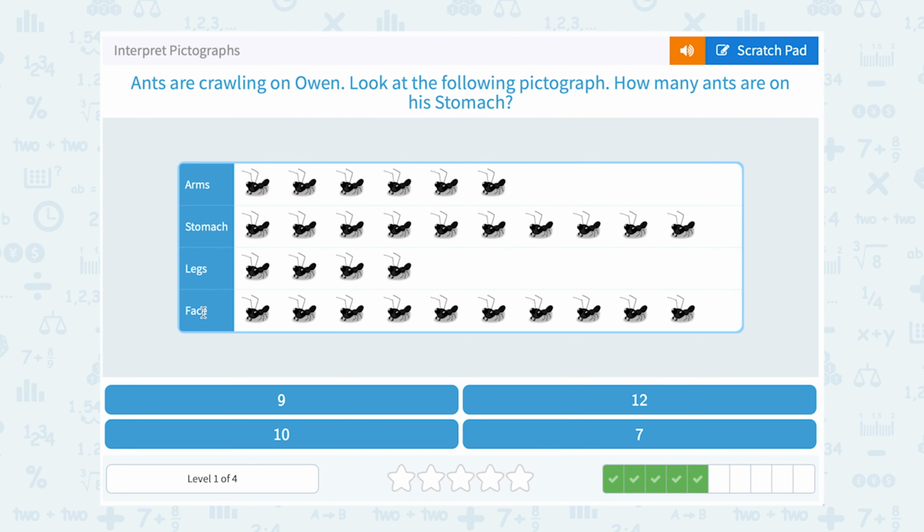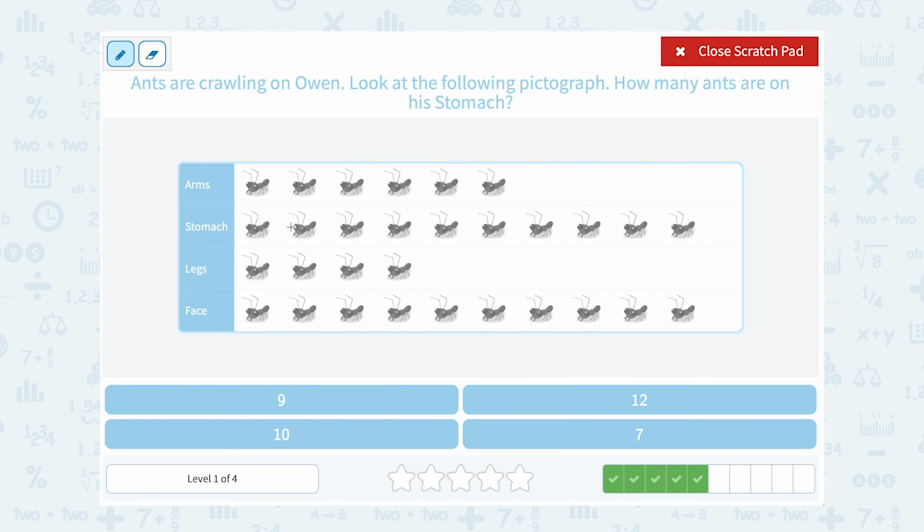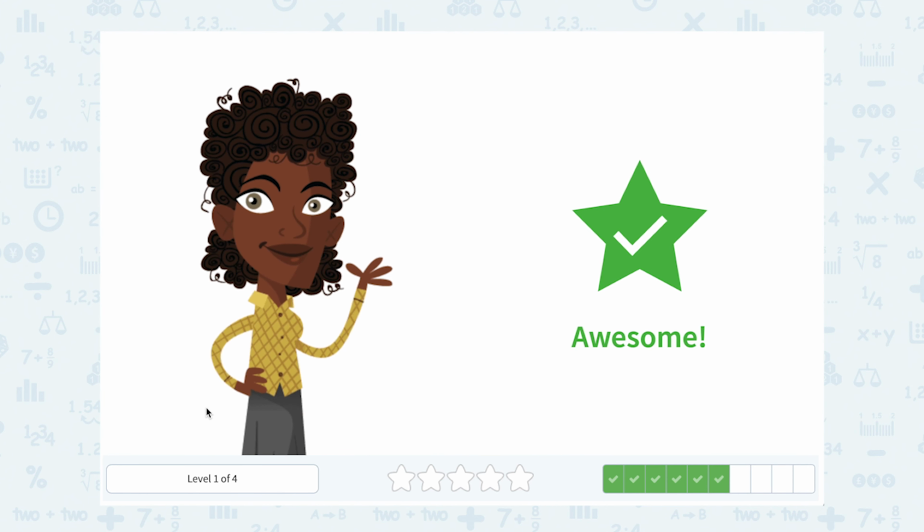Ants are crawling on Owen. Look at the following pictograph. How many ants are on his stomach? Okay, ick, I would not want this many ants on me, but let's see. Each picture of an ant would be 1. So let's see, 1, 2, 3, 4, 5, 6, 7, 8, 9, 10 ants on his stomach. I would not want to be Owen.